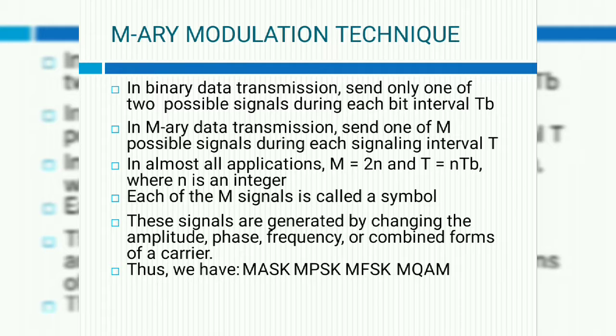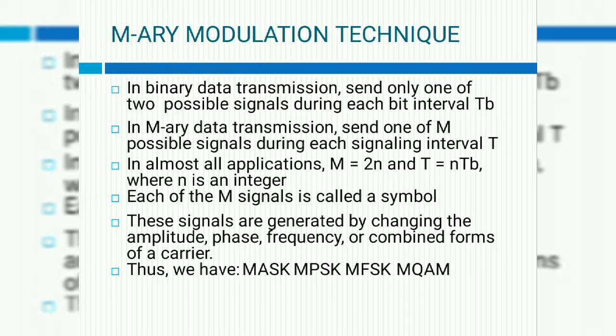In M-ary data transmission, one of M possible signals is sent during each signaling interval. There is a certain time interval during which you are going to send M number of signals, during the time interval TB. In almost all applications, M equals 2 raised to n and T equals n times TB, where n is an integer.